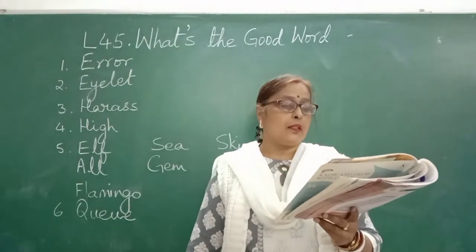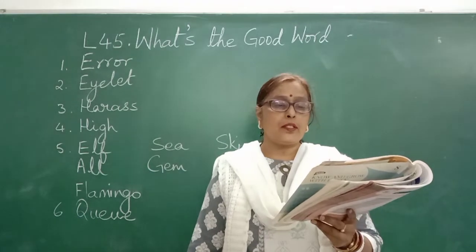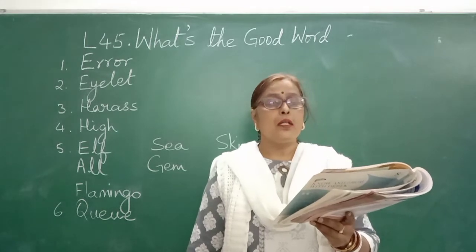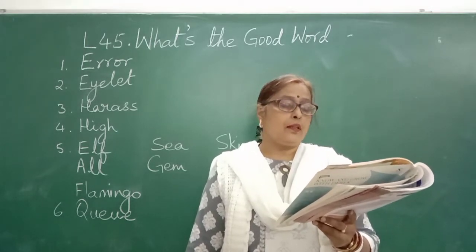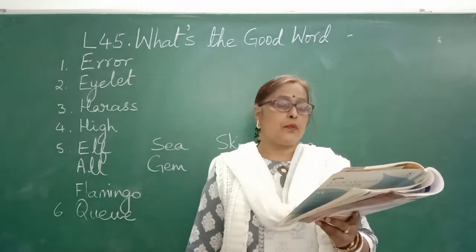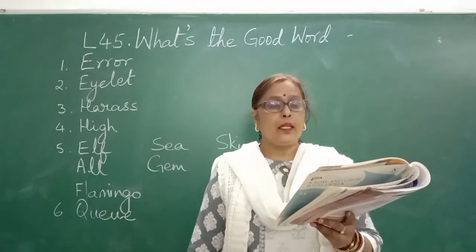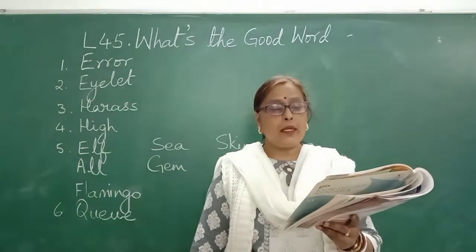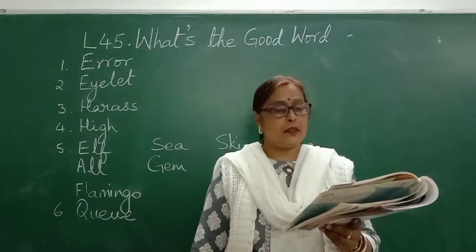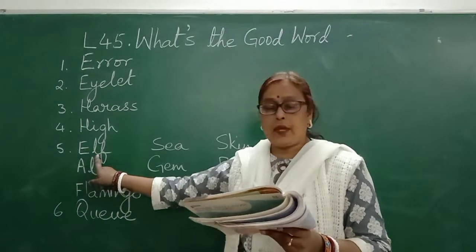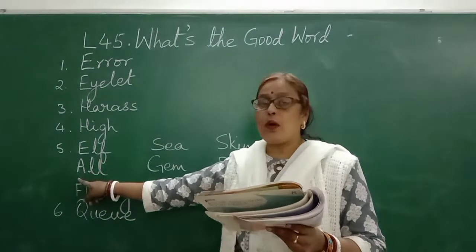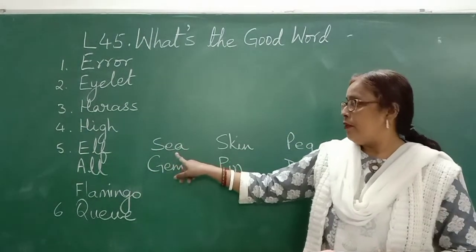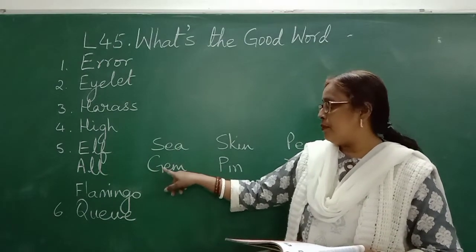Now, the fifth one. Complete the three-letter words in such a way that the last letters of each together give us the name of a bird. Now, children, you have to complete these three-letter words and then the last letters. If you combine them together, you will get the name of a bird. Now, E-L-F, elf. Next word is all, A-double-L. Third one is C, S-E-A. We have added A. Gem, G-E-M.